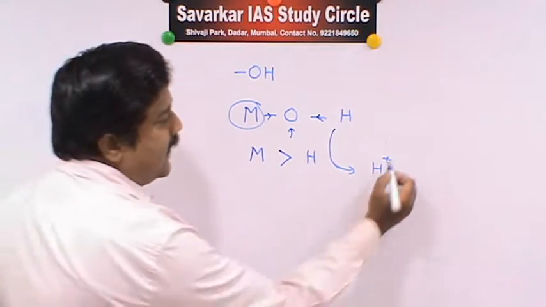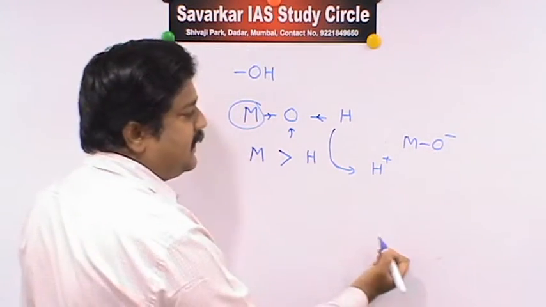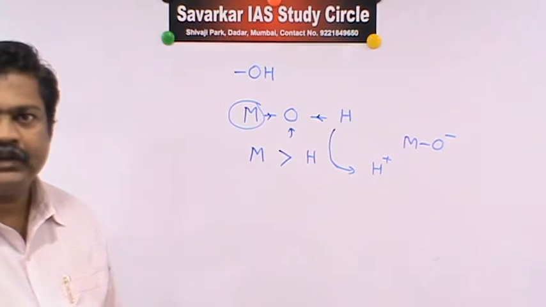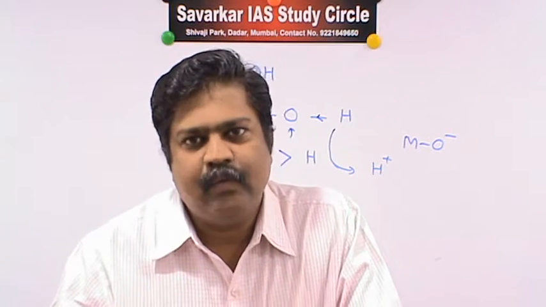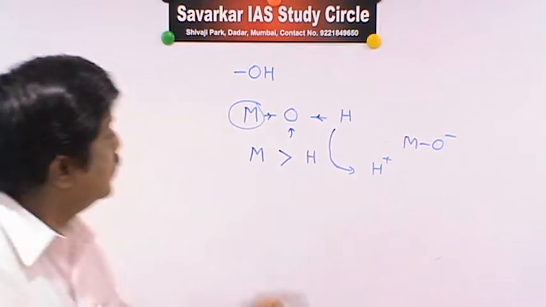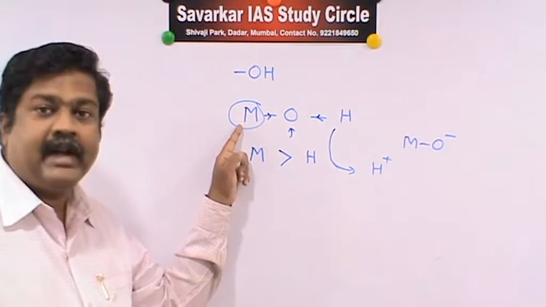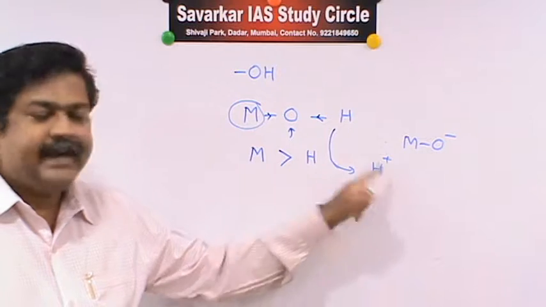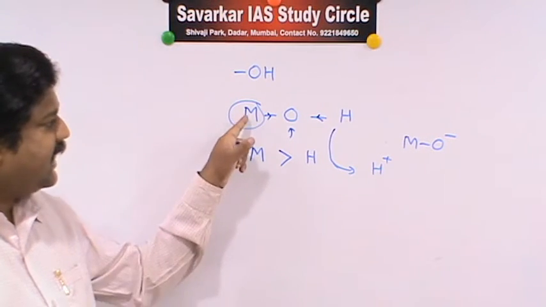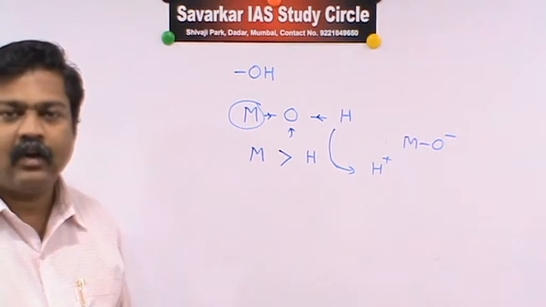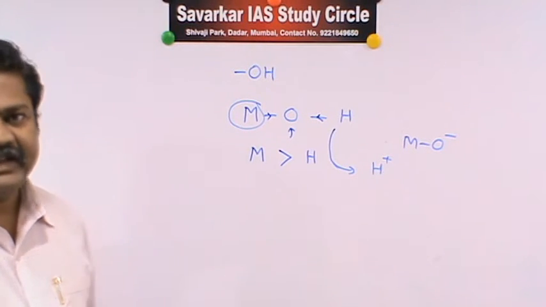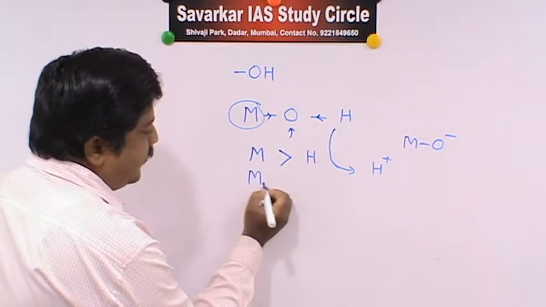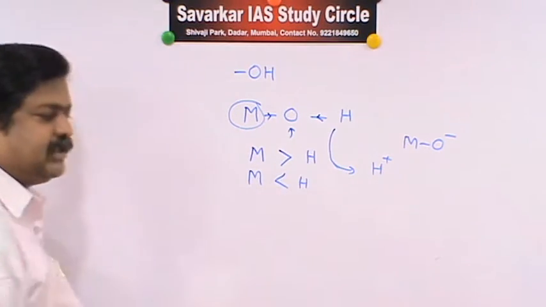So we will get MO minus charge and H plus charge. According to the Arrhenius concept, if a substance releases H plus ion, then that is an acidic one. And that's why, whatever the electronegativity of M is, accordingly H will release. So if this M is more electronegative than hydrogen, then H plus ion will be released and the substance will behave like an acid.